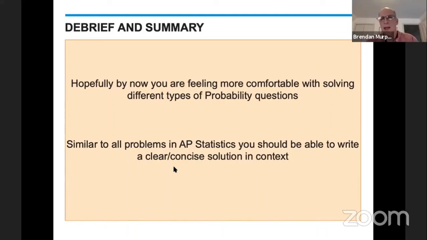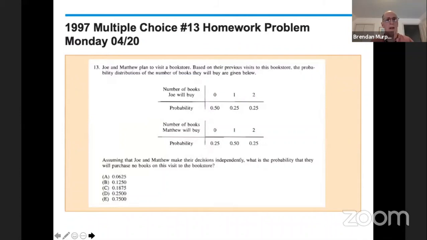Similar to all problems in AP statistics, you should be able to write a clear, concise solution in context. Super important. And sometimes when I'm going fast, I tend to forget to do that, but I go back and read my answer again, and I want to make sure that there's some context in there. Super, super important. Here's your homework for tonight from the 1997 multiple choice. Kind of an oldie but a goodie. I really like this, so I'll let Luke tackle that tomorrow when he starts out.